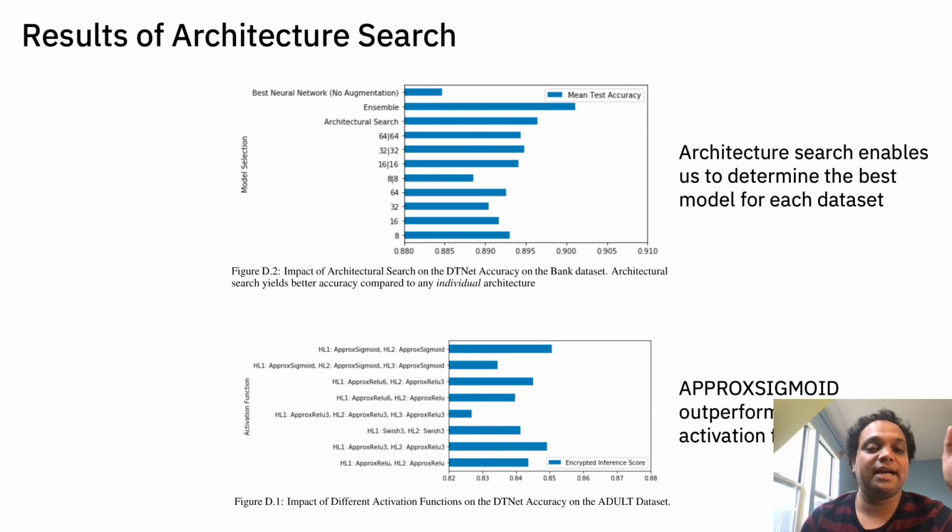Okay. The second plot here shows that on the data sets that we have looked at, approx sigmoid performs the best over all the models. It's the two layer. So for the rest of the experiments, we restrict ourselves to the architectural search involving only approx sigmoids.